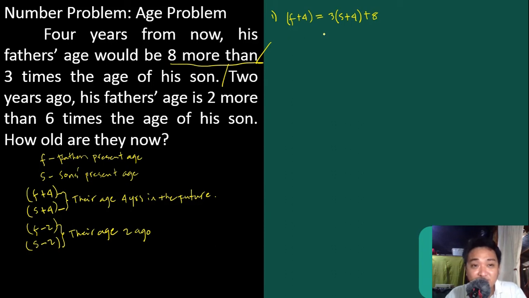His father's age will be 8 more than 3 times the age of his son. So, tama na po, hindi kasi natin pwedeng ilagay si 3 dito at saka plus 8, kasi ang lalabas niyan, mas matanda na yung anak. Hindi pwedeng 3 times f plus 4 plus 8 is equals to s plus 4. Hindi po pwedeng ganyan kasi ang mangyayari niyan, lumalabas na mas matanda yung anak.